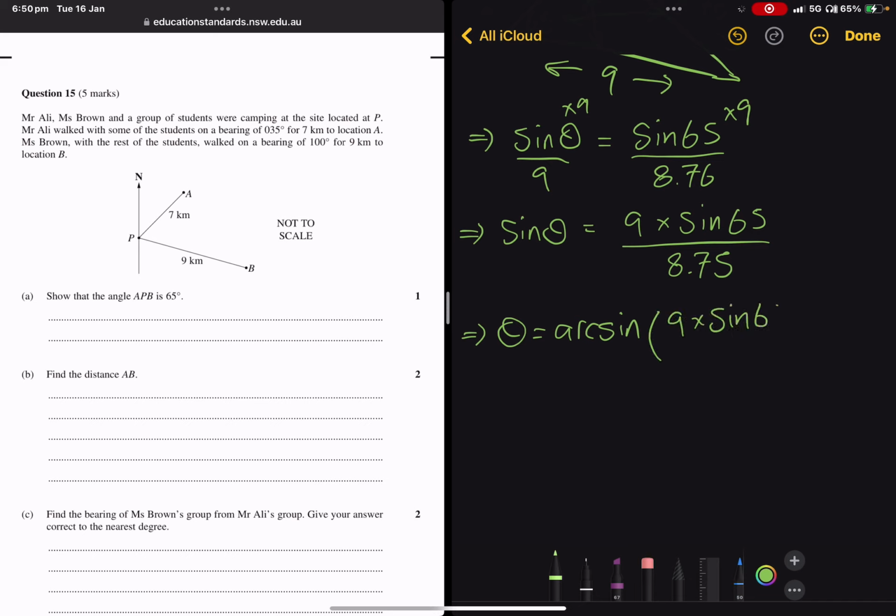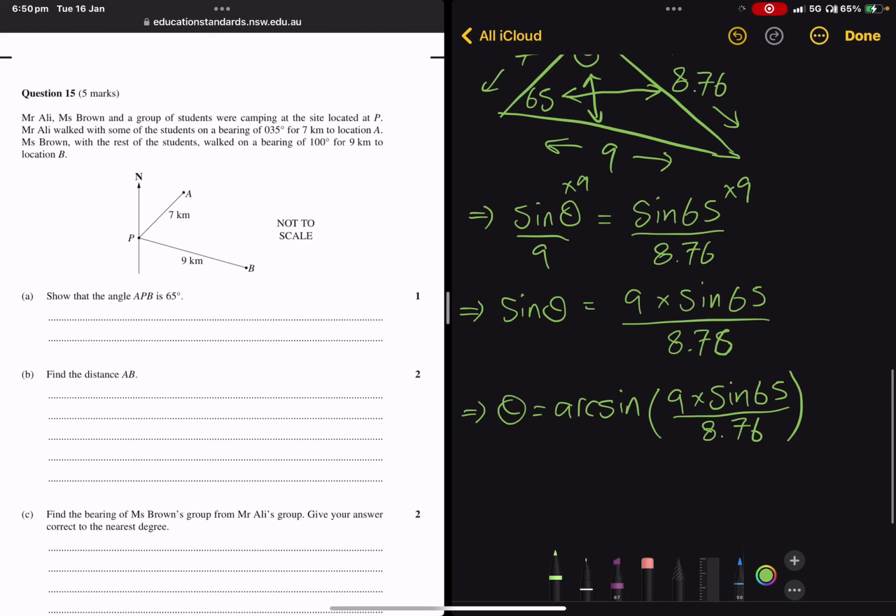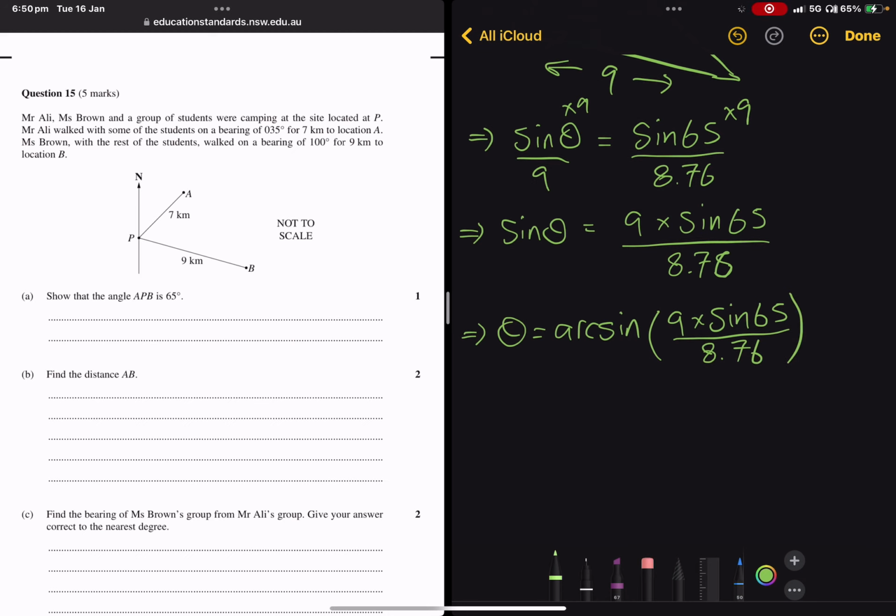9 times sine of 65 divided by 8.76. Now, when we evaluate this, this is going to give us a theta angle of 68.6, which is going to round to the nearest degree. You can choose to round at this point. The marker notes actually round at this point. You could do the subtraction first, but the marker notes already round. This is 69 degrees, and this is to the nearest degree.